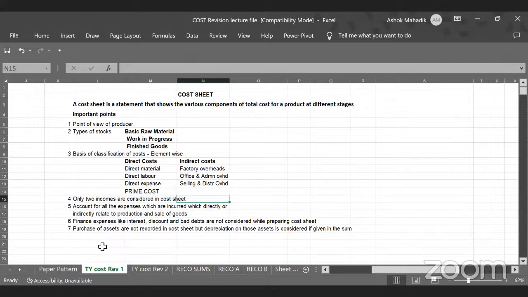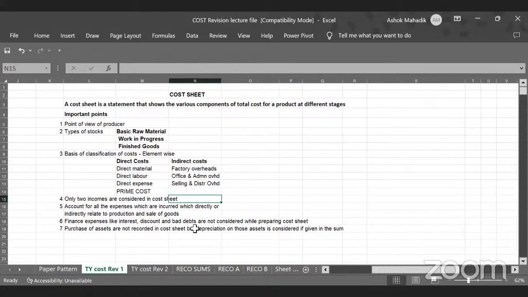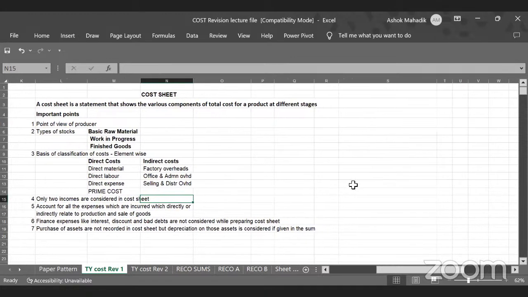Like we don't record purchase of assets in trading and P&L, we record them in the balance sheet. But we record the depreciation on these assets in trading or manufacturing and P&L. Same way in a cost sheet also, we consider only their depreciation. We don't consider the asset in the cost sheet. If at all in the given question, items of assets are there, just put a cross. They won't come in your cost sheet. Okay, students?